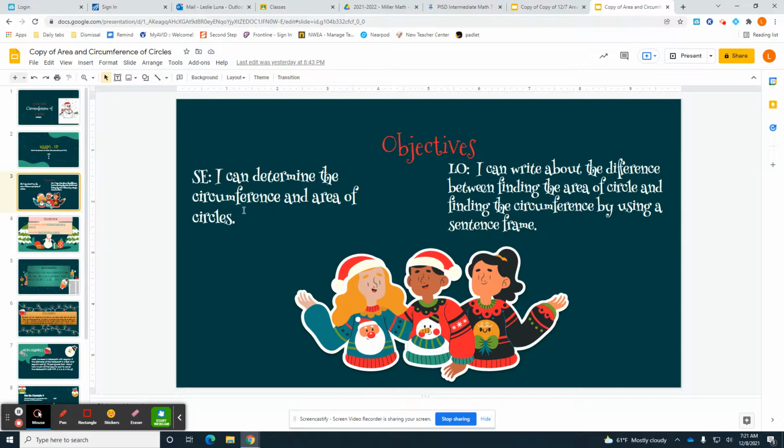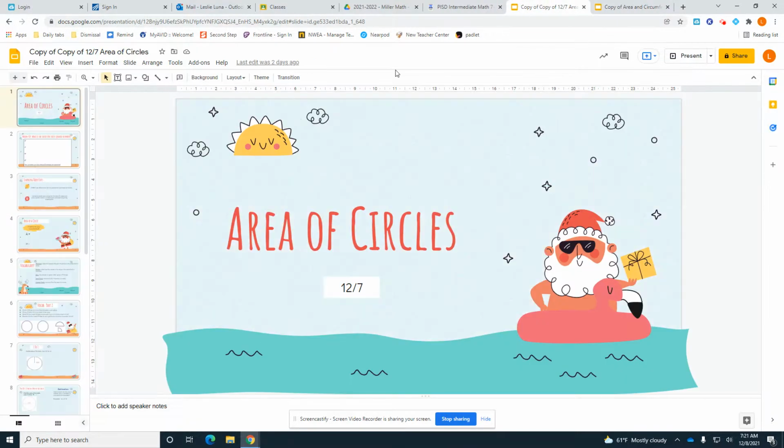So hopefully you have finished your warm-up. If you're wondering where to work your warm-up out, it'll be on the back. You can work it out on the back of your note paper. So like I said in the beginning, today you are going to be working with circumference and area of circles. But before we go any further, I want to go back to the first slide from yesterday.